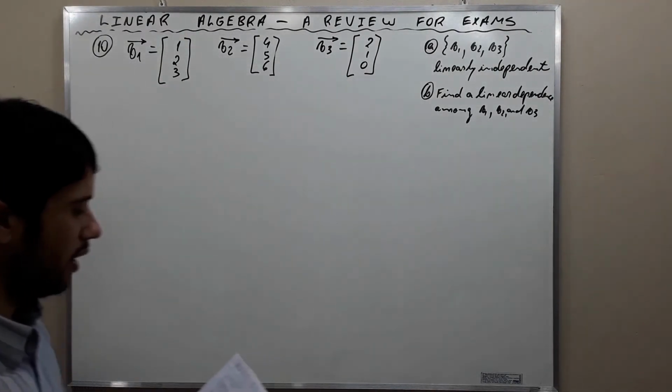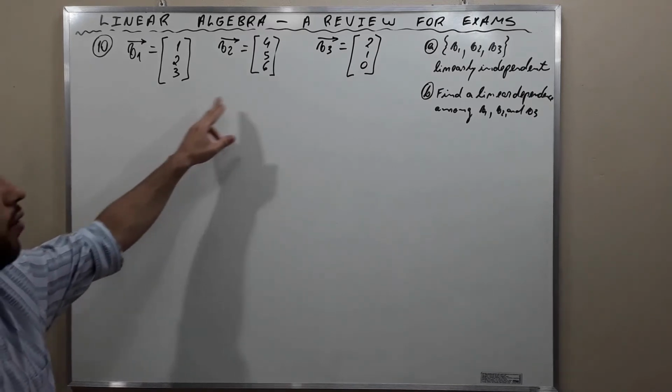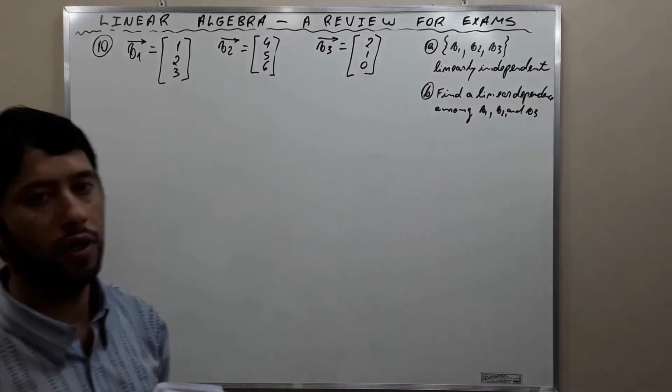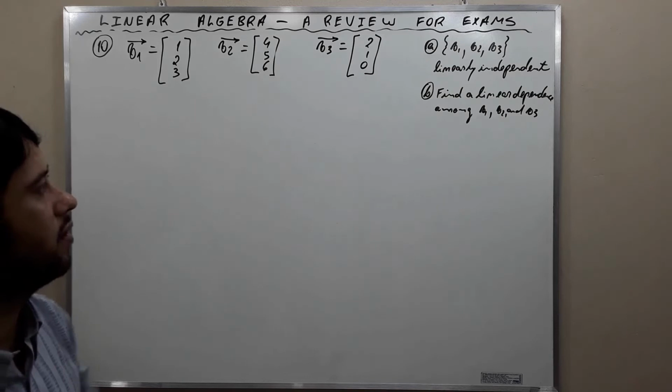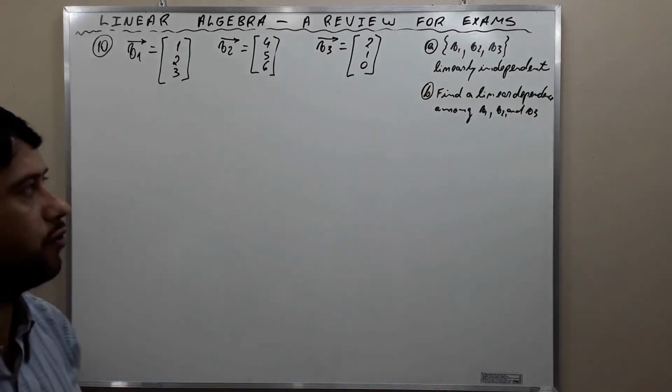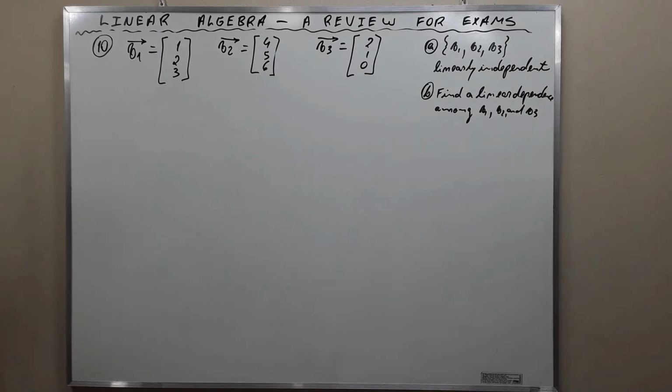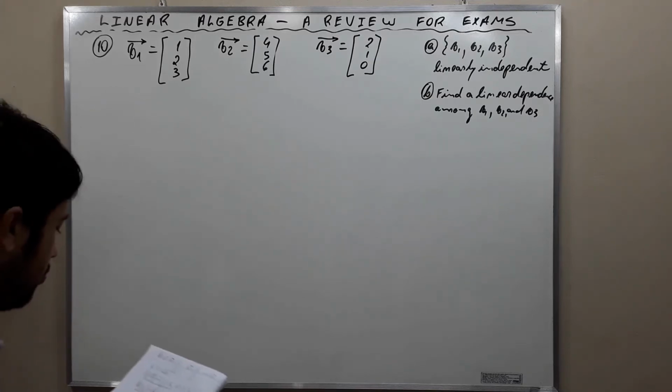Exercise number 10. Let V1, V2 and V3 be R3 vectors, and the exercise asks us, letter A, determine if the set V1, V2 and V3 is linearly independent. Letter B, if possible, find a linear dependence relation among V1, V2 and V3. Okay, these are the questions. Let's go to the solution.